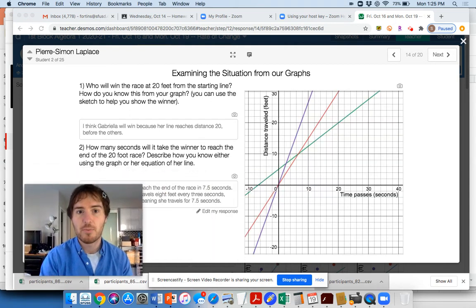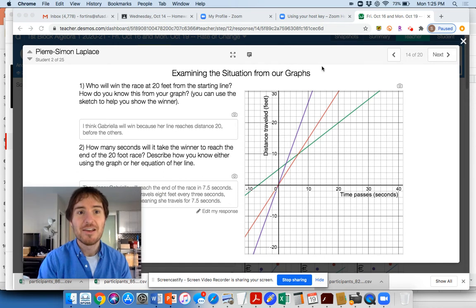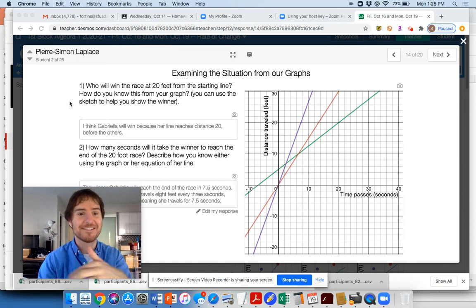I'm just kind of looking at some random person's answers because I haven't looked at them yet. So maybe we can jump. Oh, actually, it's going to populate the graphs you put in here. So we're going to look at this one person. I don't know who Pierre-Simon Laplace is. I'll look at that one later.